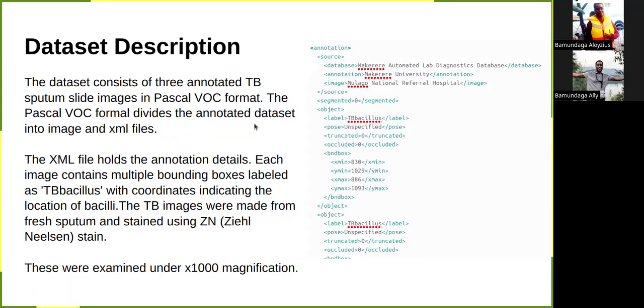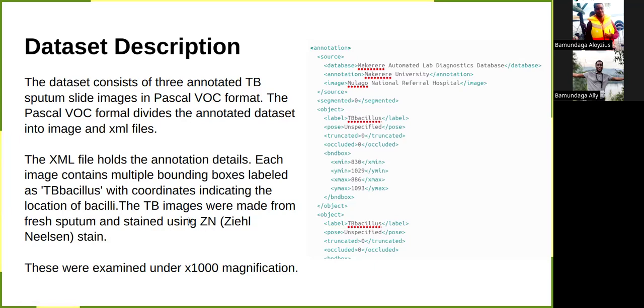In the sample, we can maybe get some insights from how close the bacilli are to each other, but that's probably further study. So the TB images were made from fresh sputum stained using Ziehl-Neelsen stain to bring out the bacilli for visualization.